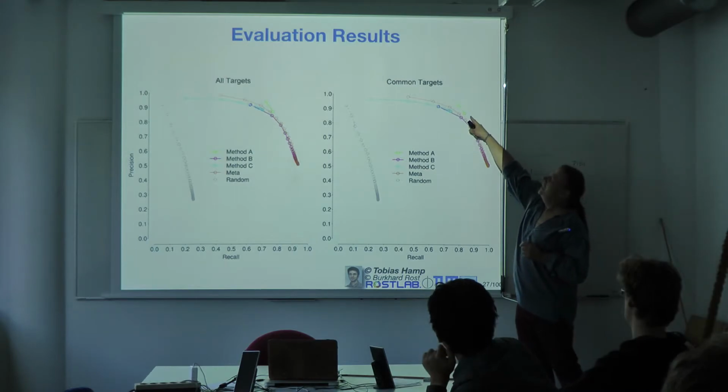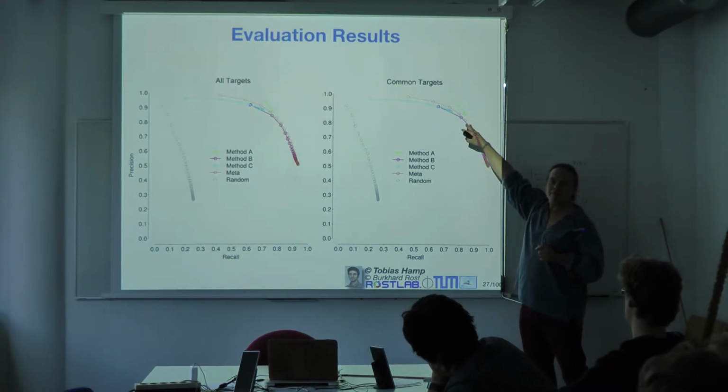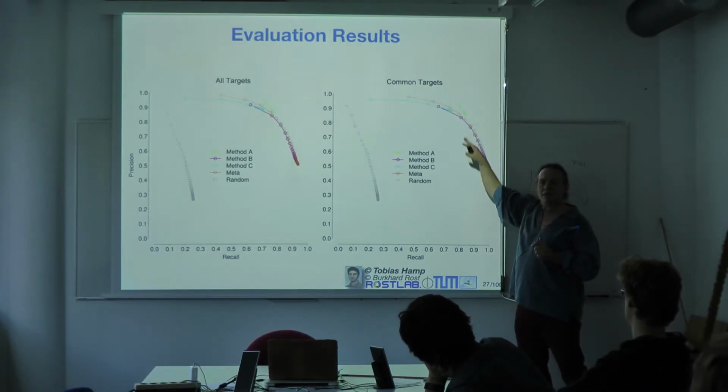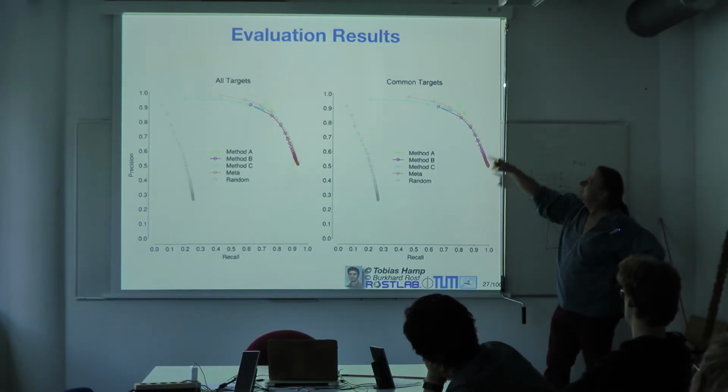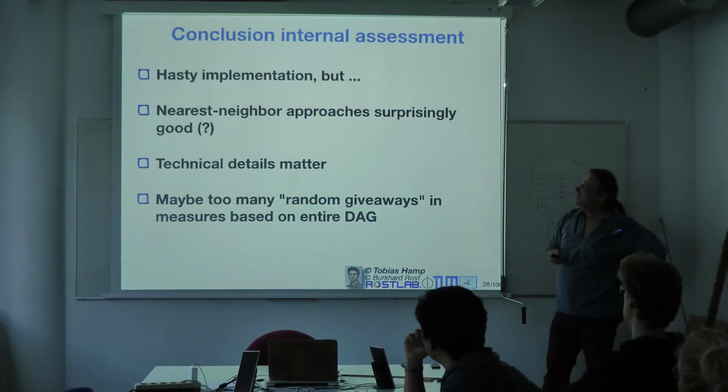Machine learning never got to the green, but at least got something that is above these 2 methods and, in some sense, spans the entire graph here and did fairly well. One clear result was that the nearest neighbor approach was surprisingly good, and that technical details matter.